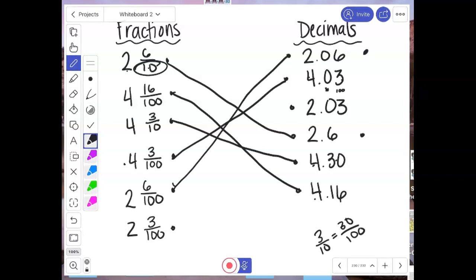All right, what do I have left? I've got 2 3/100ths. Well, this is the tenths. This one's the hundredths. So that's right.